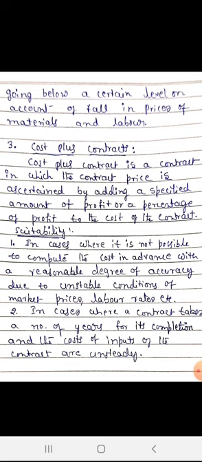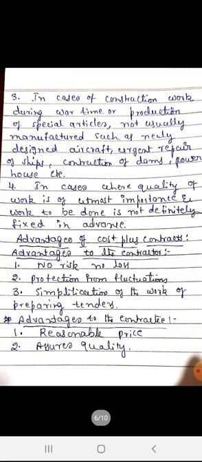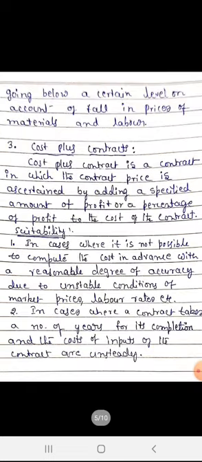This type of contract is suitable in cases where it is not possible to compute the cost in advance with a reasonable degree of accuracy due to unsuitable conditions of market prices, labor, etc. Sometimes it's not possible to compute the cost in advance, right? In that case this particular type is suitable. And in cases where the contract takes a number of years for completion, work during war time, or the production of special articles, right? In the case where quality of the work is of utmost importance, or work to be done is not definitely fixed in advance, in these cases the cost plus contract is suitable.